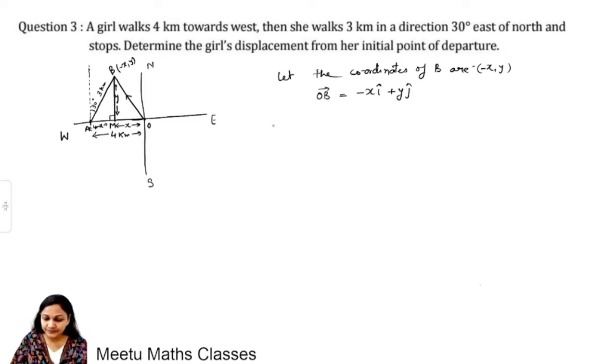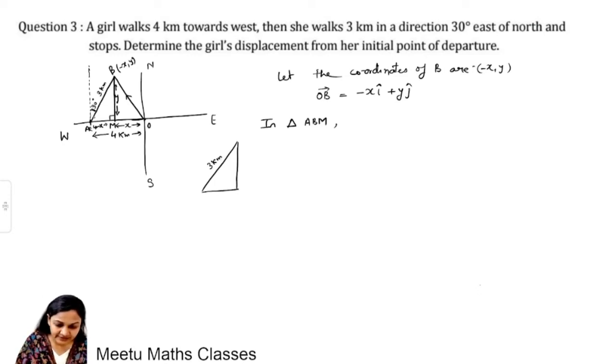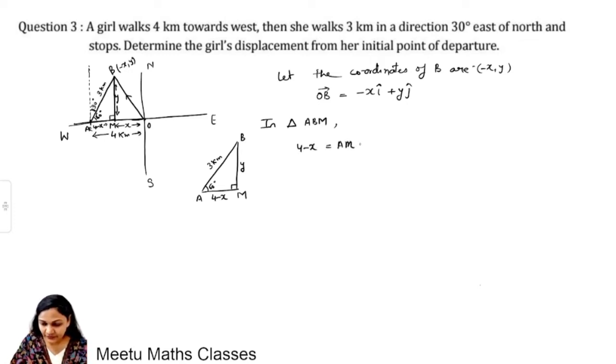Now in triangle ABM, if you consider triangle ABM, this is 3 kilometers, because this is 30 degrees, this remains 60 degrees, because the west direction is perpendicular to north. This is perpendicular, this is 60 degrees, this is 4 minus x and this is y. So we can find out using trigonometry, AM and BM. Now AM will be 4 minus x, that is AM will be 3 into cosine of 60 degrees, where 3 is AB, that is 3 into 1 by 2, that is 3 by 2.